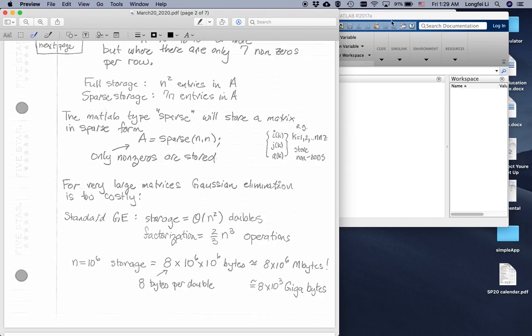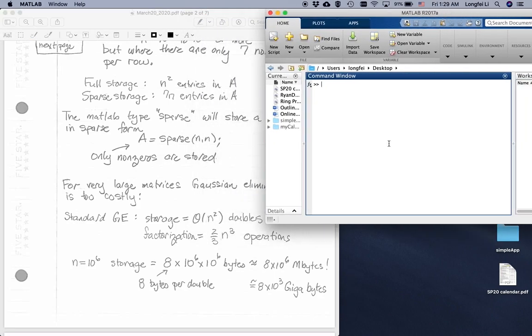So for example, we can open MATLAB here. How do we create a sparse matrix? We can say A equals sparse 5 by 5. So we're now creating a 5 by 5 sparse matrix. If you look at it here, what is A? It's nothing. It's all zero. A sparse matrix just tells you about the size, and there's no entry in there.